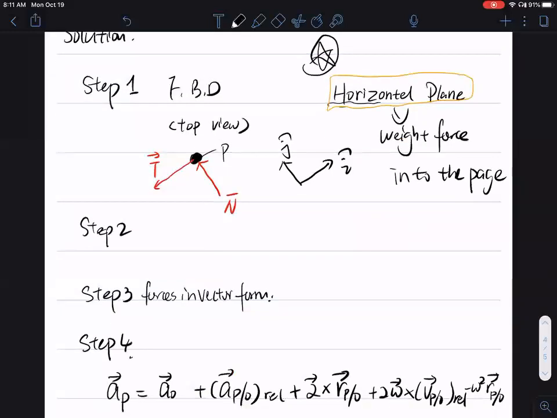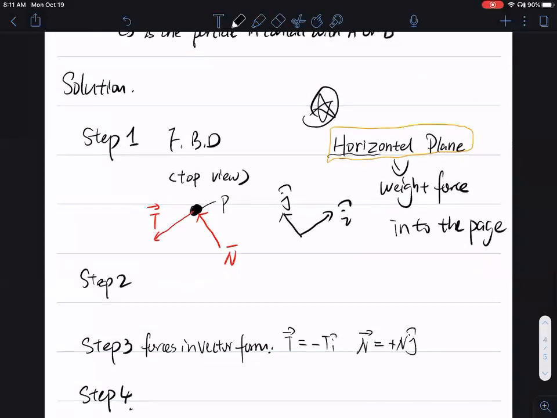Okay, let's write out all the forces in vector form. Tension force, it's along the negative direction of I, that is negative Ti. Our normal force, it's along the positive direction of J. So it's positive Nj. Questions?